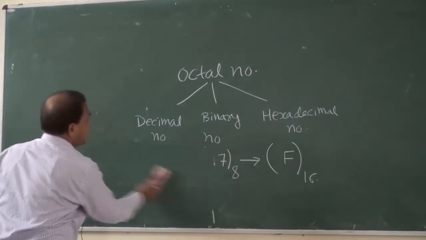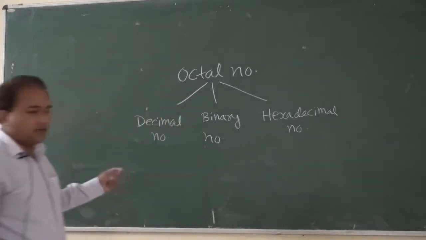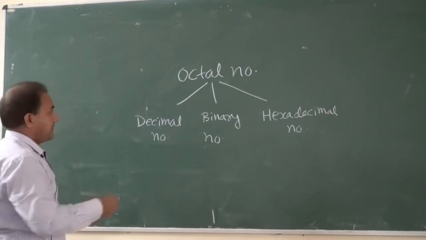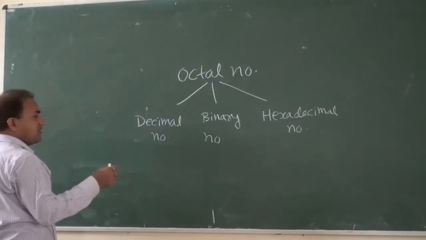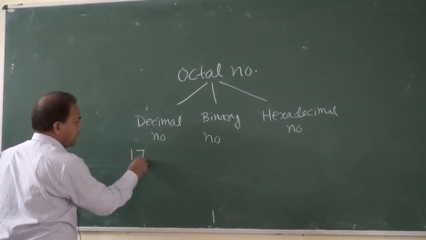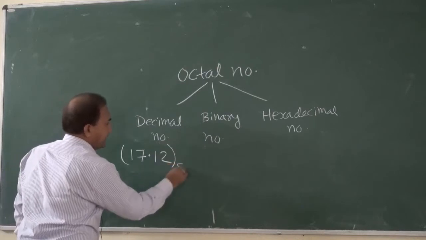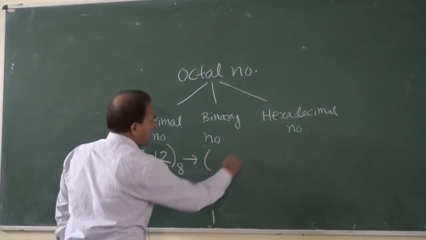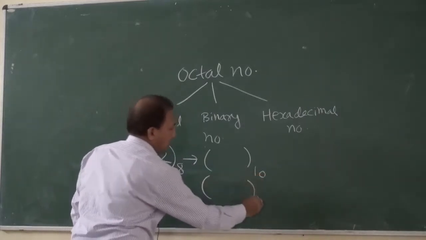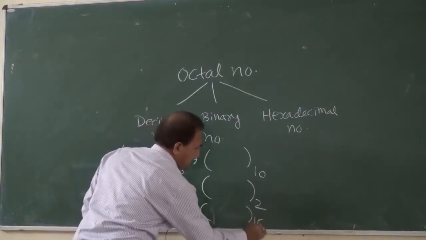In this way, you can convert any octal number to 2 other numbers: to decimal number, to binary number, and to hexadecimal number. So this you have seen for any integer. But suppose the number is like this, 17.12 to the base 8. How you can convert to decimal? How you can convert it to binary? And how you can convert it to hexadecimal?